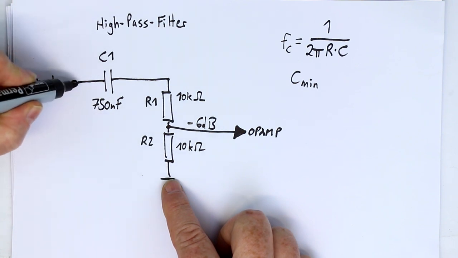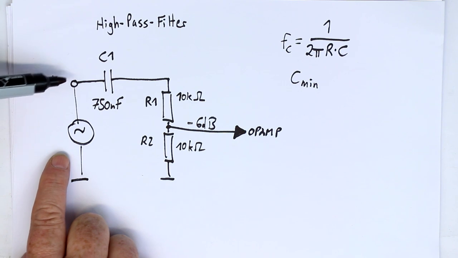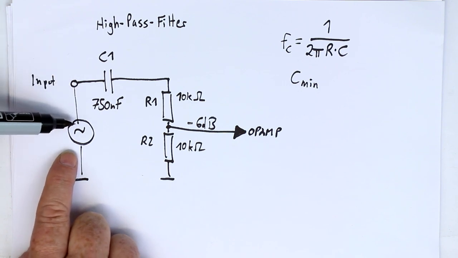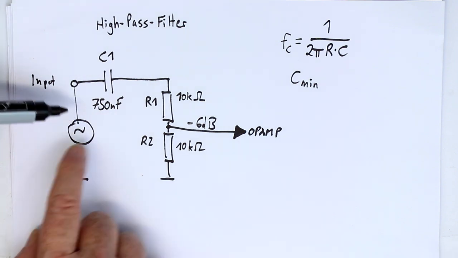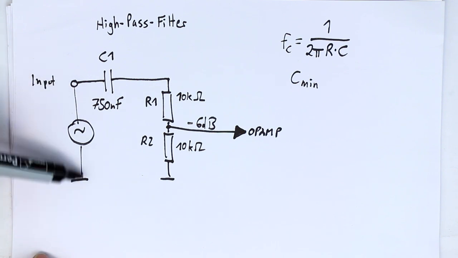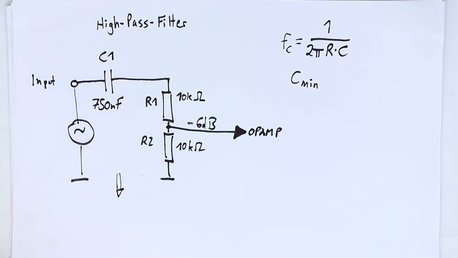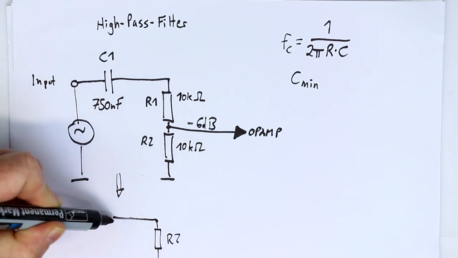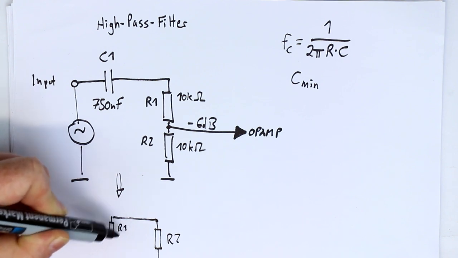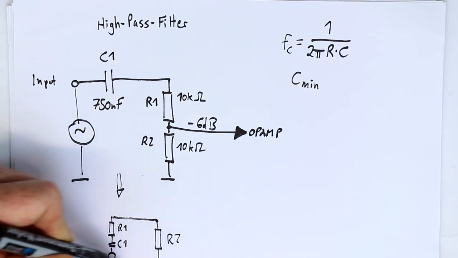Well, never forget, here you have your voltage source at your input, and this is always a low impedance source, like a power amplifier or a preamplifier with, let's say, 1 ohm, 10 ohm or 100 ohm, anyway, much, much lower than this, and it's of course also connected to ground. So this circuit can also be drawn as R2 going to ground, and then we have R1, C1, and our voltage source also connected to ground.